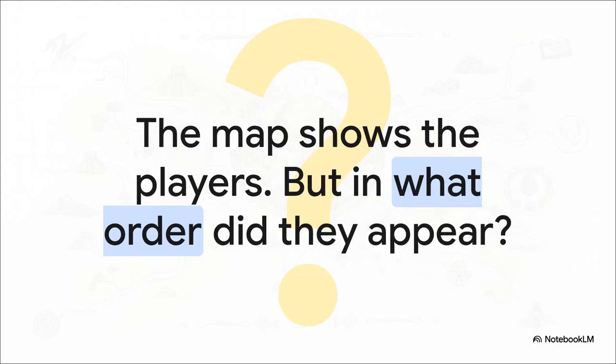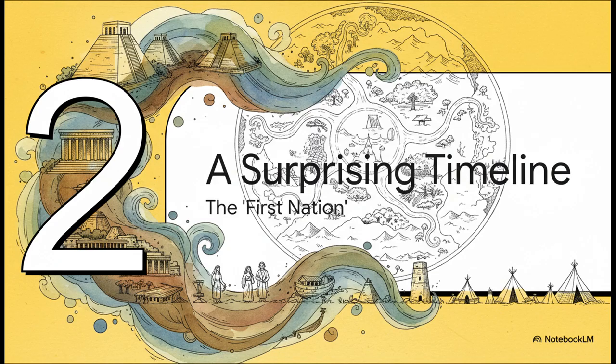Okay, so the map shows us where these nations would be, but it doesn't really tell us when they showed up, right? If this thing is a blueprint, what's the timeline? And let me tell you, the answer might actually surprise you. So let's dig into that timeline. Because when we actually look at the historical sequence described in Genesis, well, a really surprising picture starts to emerge about which of these civilizations was really considered the first nation.